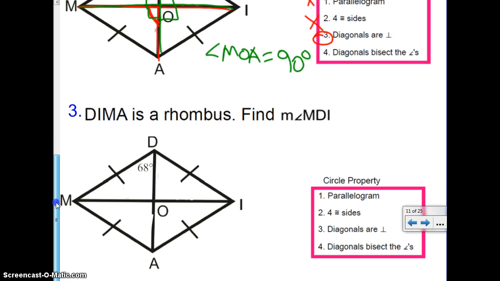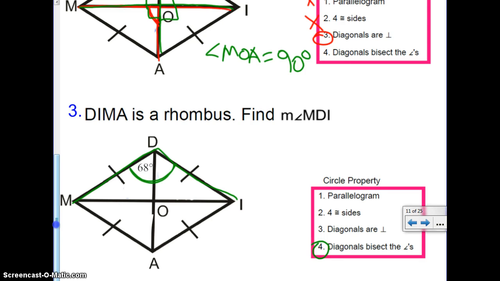Let's look at example number 3. It says DIMA is a rhombus. Find angle MDI. Well, first let's find what is MDI? M to D to I. So it looks like it's this whole thing. Well, let's go through our properties, and we know it's going to be property 4. That's the one we haven't done yet, right?